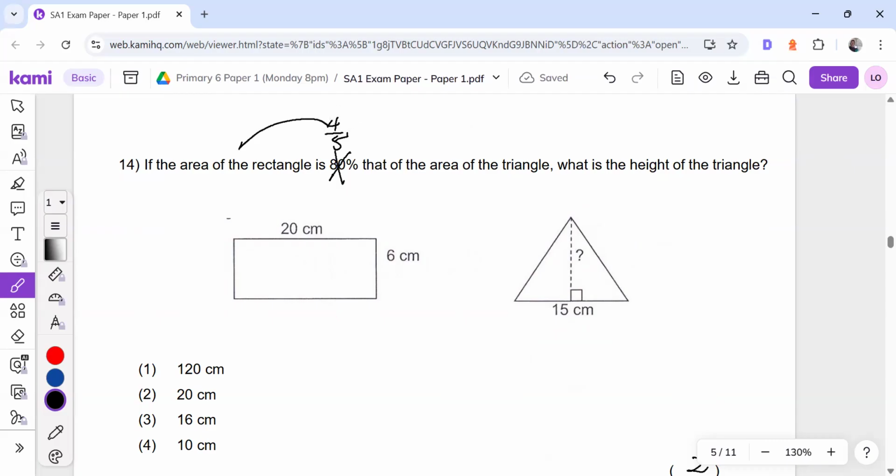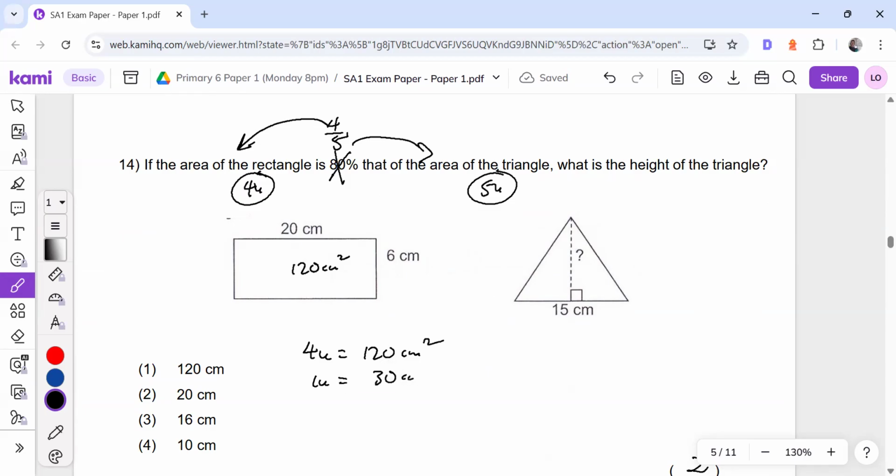Then what do you do just now? What do you learn just now? The arrow pointing, right? So the area of the rectangle is 4 units and the triangle is 5 units. Okay, important concept here. Then you find the area of the rectangle, which is 120. How do you get 120? 20 times 6. Okay, that's the area of the rectangle. 4 units is 120. 1 unit must be 30. Got it? And then the triangle is how many units? The triangle is 5 units. So you take 30 times 5 and you will get 150 centimeter square. So the area of this triangle is 150 centimeter square.